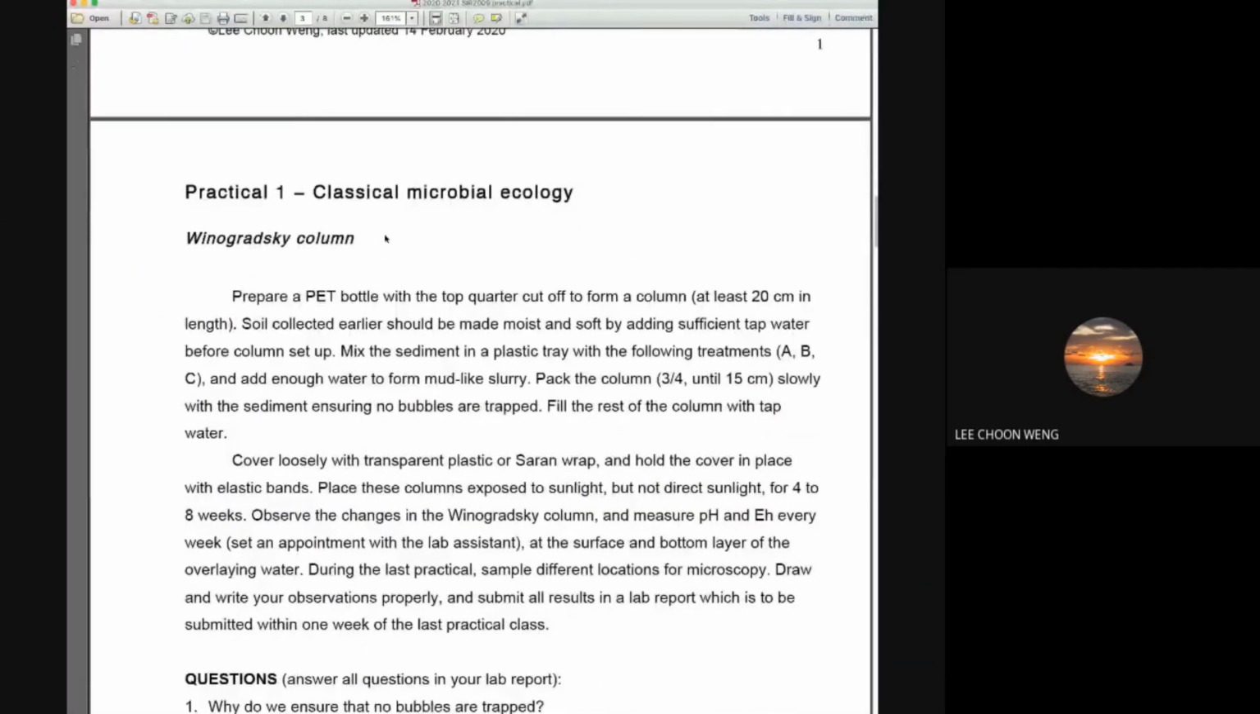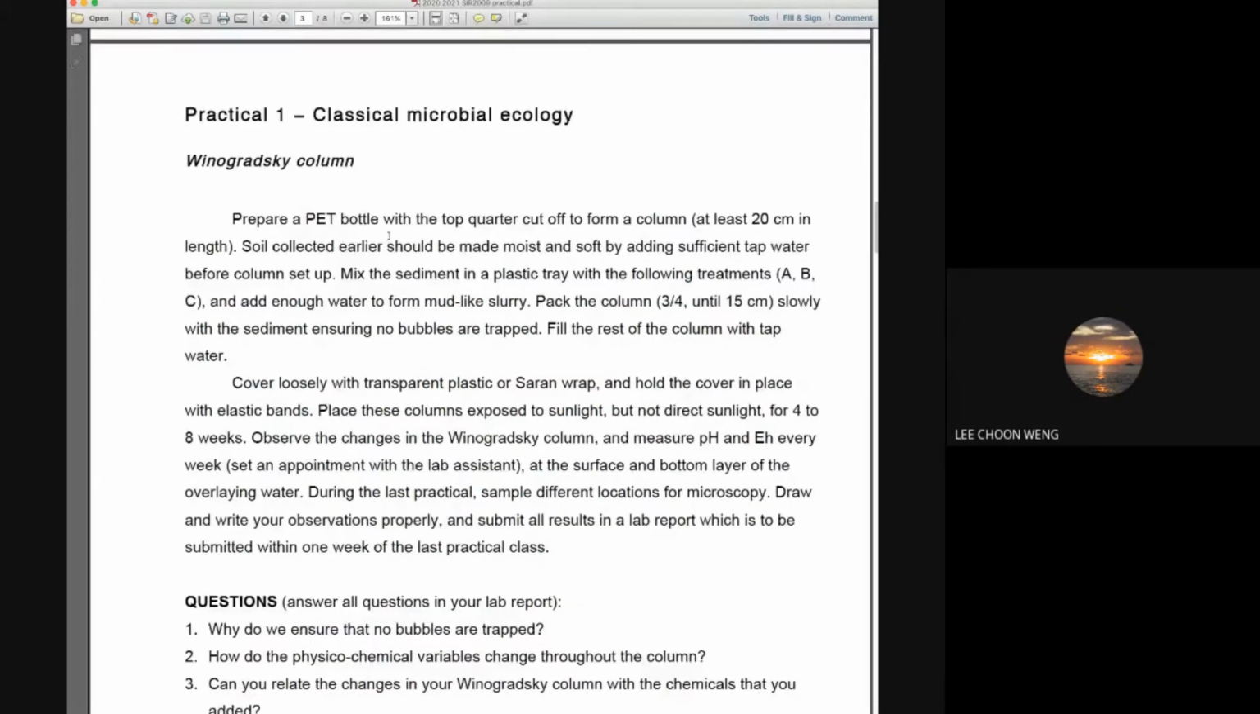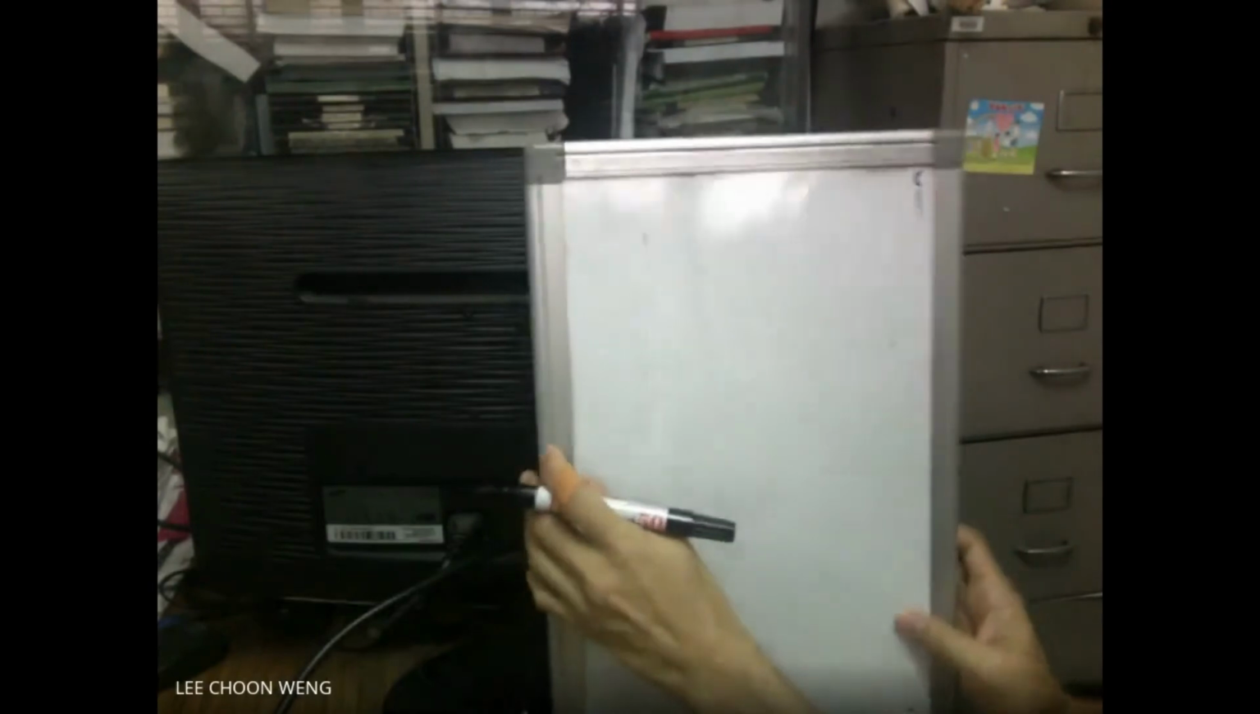Okay, so the first practical is actually to repeat the classical experiments by Sergei Winogradsky and also by Martinus Beijerinck. Okay, so this is the first Winogradsky column, it's a bit messy. You don't have the chance to do it, but I'll just show you how usually the students do it.